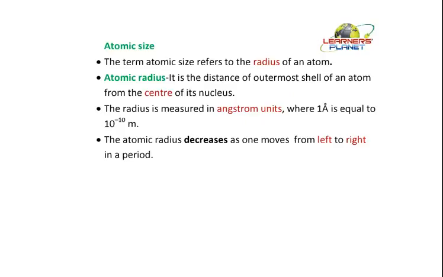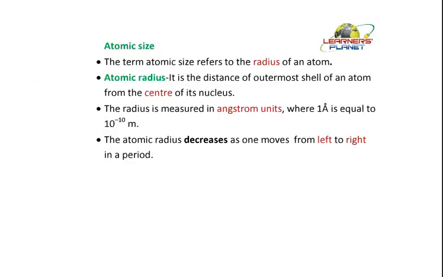Now what is atomic radius or atomic size? The term atomic size refers to the radius of an atom. Now students, why are we calling it a radius? Because an atom is assumed to be spherical, like a circle, so we talk of its radius. Now what is an atomic radius? It is the distance of the outermost shell of an atom from the center of its nucleus.